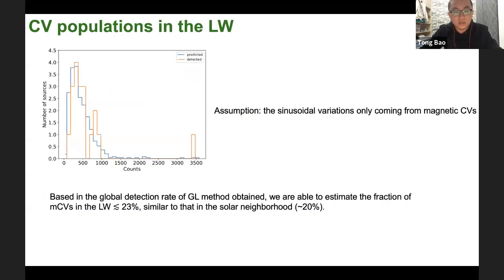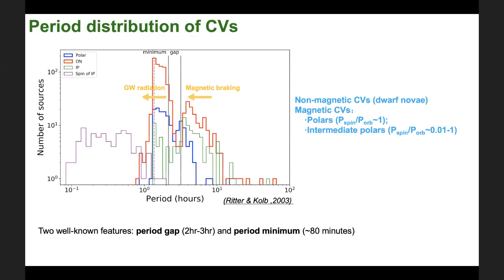Also, we are able to give an estimation of the CV population in this region based on the efficiency we got before. If we assume that all the periodic variation only comes from magnetic CVs, we are able to predict the number of sources that should be detected by the GL method here, given the source counts and the fraction of magnetic CVs. When the fraction of magnetic CVs reaches about 23%, the predicted number equals the detected number. In that case, the number of sources versus counts has a similar distribution between the prediction and the detection. And the fraction estimated here is similar to that in the solar neighborhood, which is 20%.